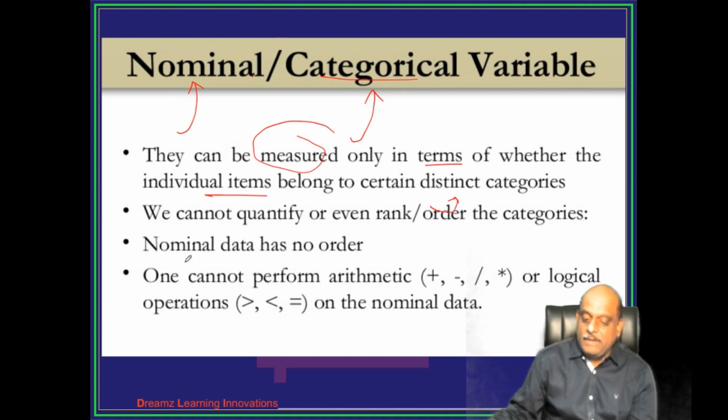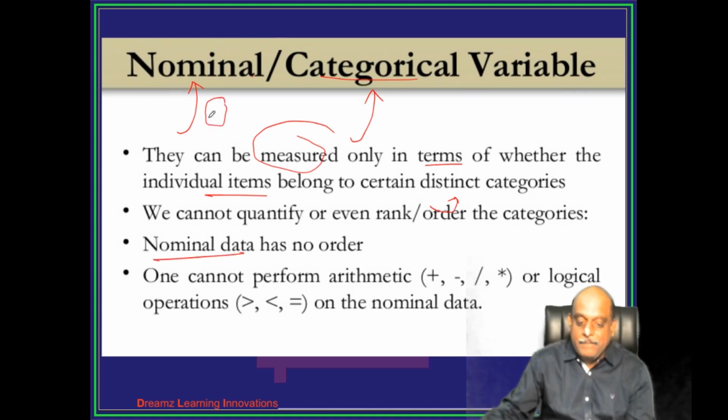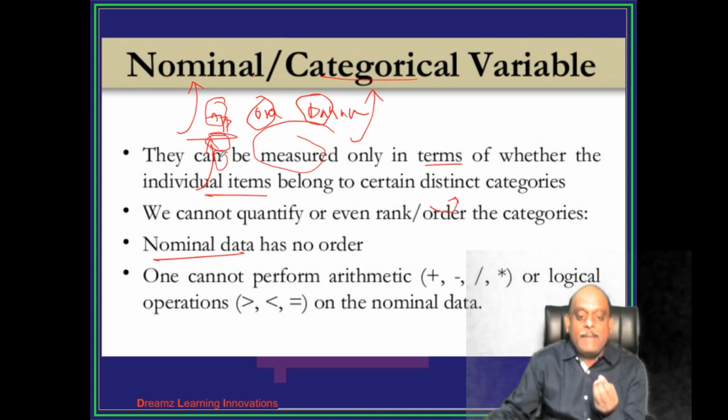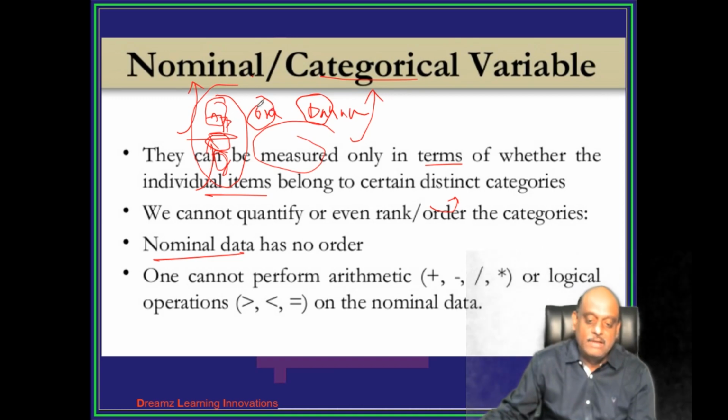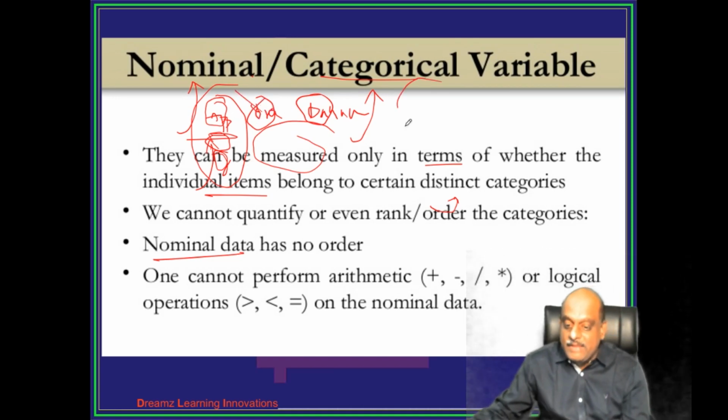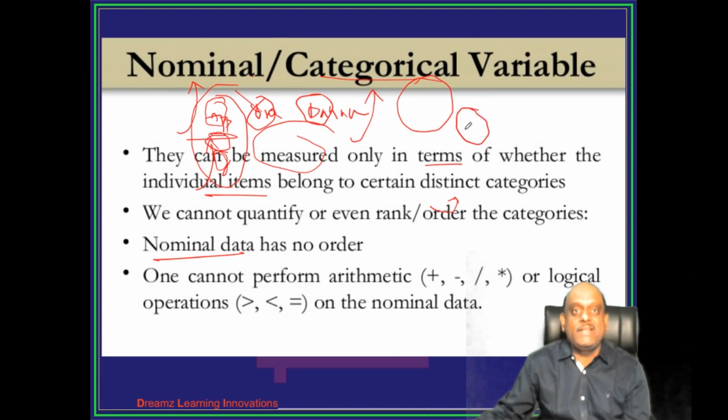So, for example, apple, okay, orange, okay, banana. What are you doing in this? You are bringing all apples and putting them into the apples. All apples, apple is a nominal variable. Orange is also a nominal variable. Can you tell that this apple is bigger than this orange? You can't compare. So there is no order.